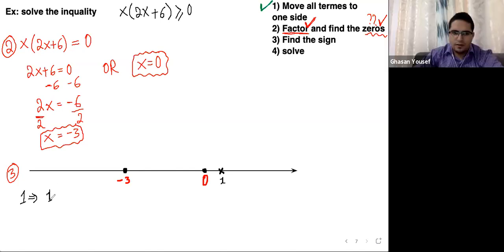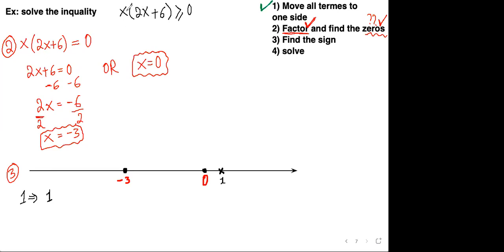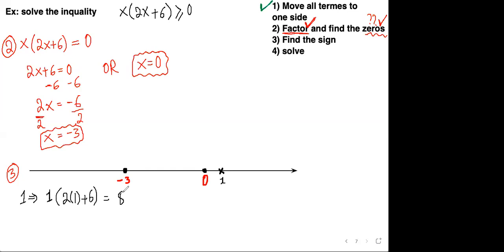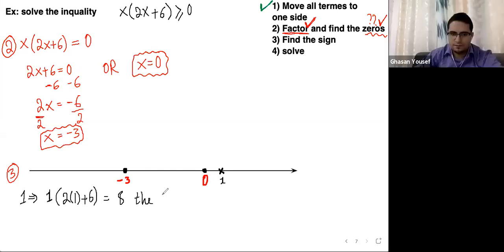No, I mean plug it inside this one here. Yeah, 1 times what? 2 times 2 plus 6. 1 plus 6. Yeah. What I get? 8. And what is the sign? Positive.